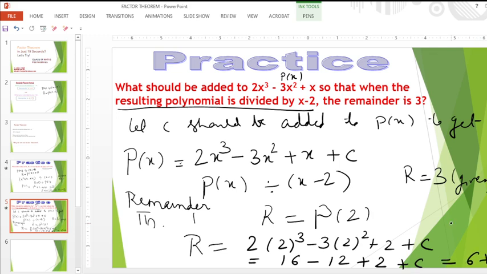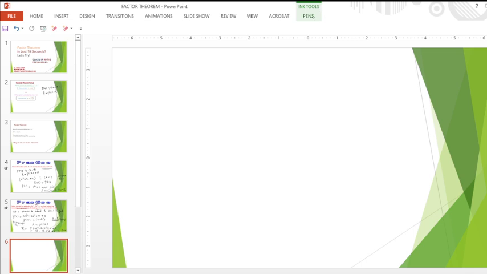So students, we have two remainders. One is given and one we have found using the remainder theorem. So can we equate both? Yes, because this is also a remainder and 6 plus c is also a remainder. So let's equate both these remainders. So we can say that 6 plus c is equal to 3. We can find c as 3 minus 6, and this is equal to minus 3.